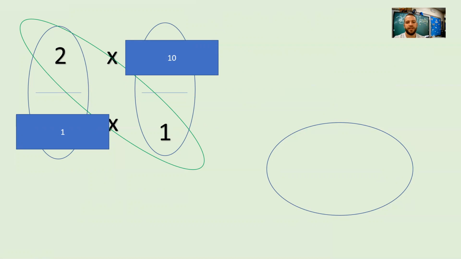2 times 10 is 20. 1 times 1 is 1. 20 over 1 is 20. They both get the same answer. This is just a different route to get there.